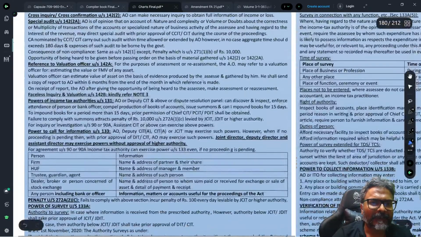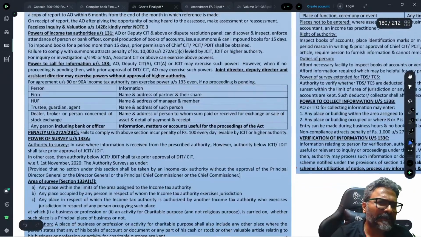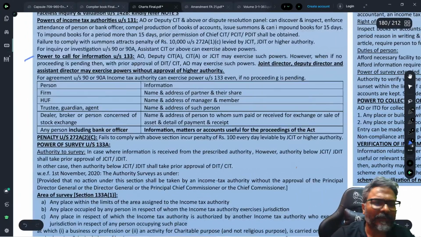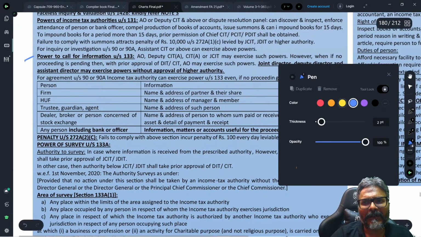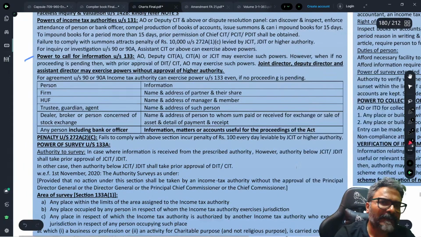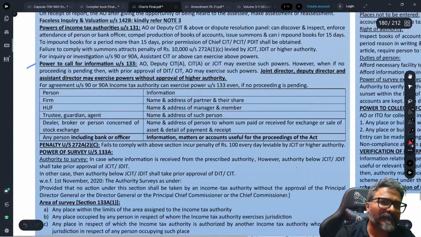So, starting with 133, I'll just go with the sequence, students, which I've made for all of you. 133. Power to call for the information. The first section, students, is the power to call for the information. Now, so far as the power to call for the information is concerned, under 133, this is again a very dangerous provision, students. Very dangerous.